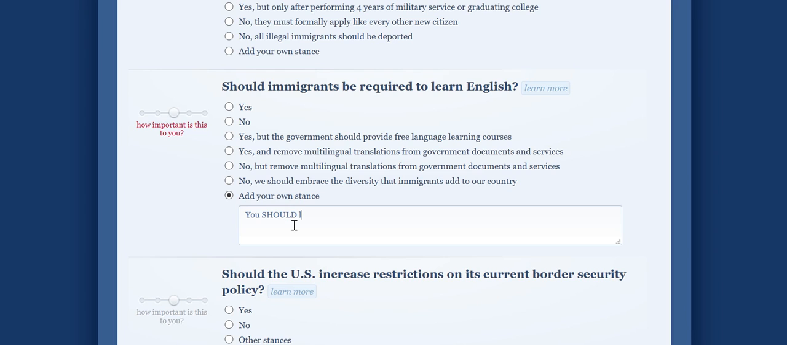You should learn English, but it shouldn't be required. I don't know, mandatory? Let's go with that. It shouldn't be mandatory. And that's because I don't know what the punishment should be. And let's make it less important. Let's make it least important because it's just weird.